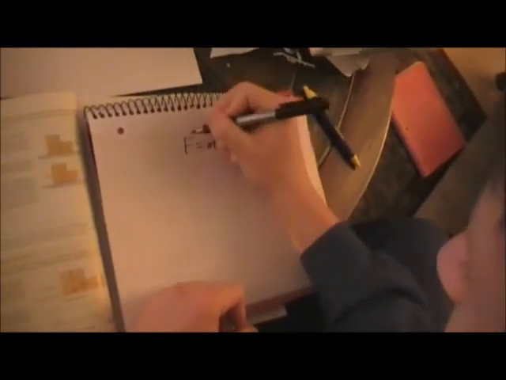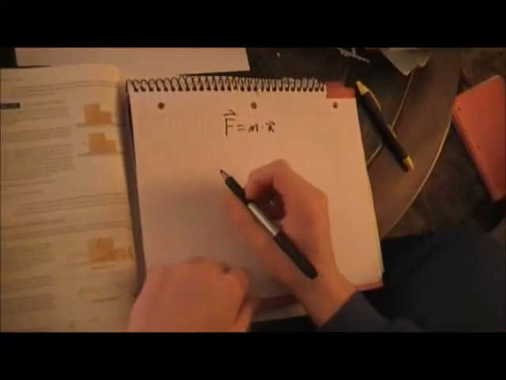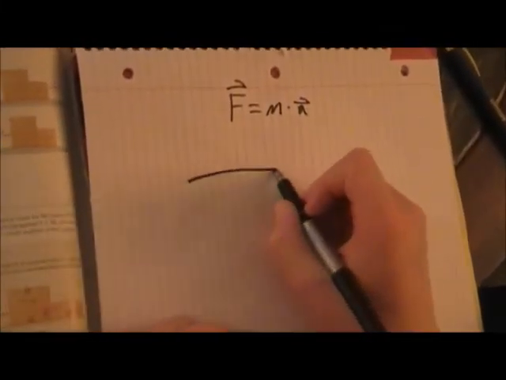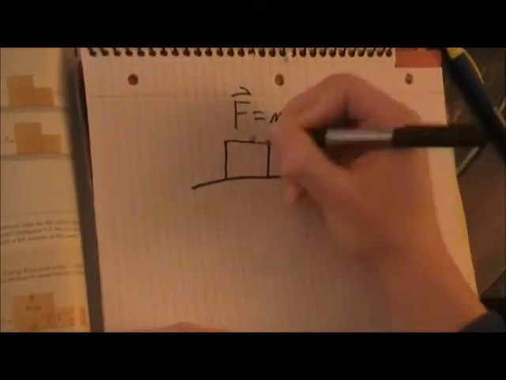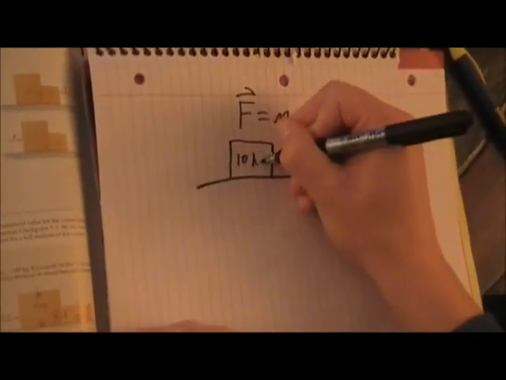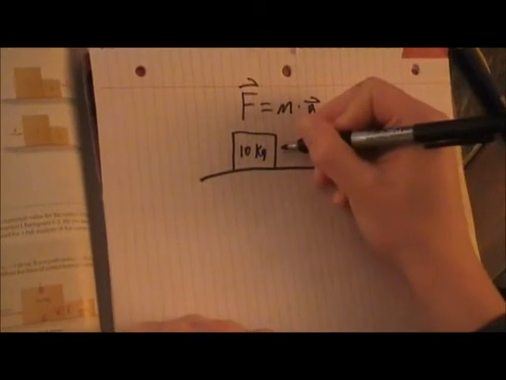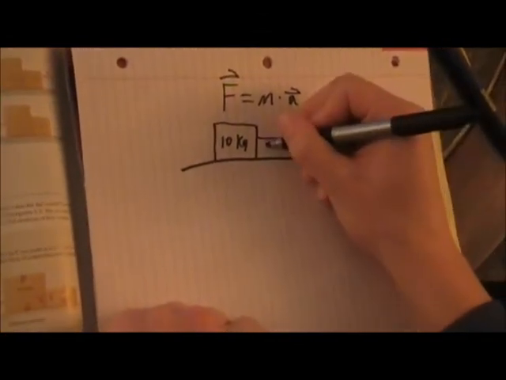And the best way to illustrate that is with another force equals mass times acceleration problem. So that's what we're going to do. So here we see force equals mass times acceleration. And we're going to do a problem with two boxes on a horizontal plane. And here's box number 1. That's 10 kilograms. And box number 2 is 5 kilograms.